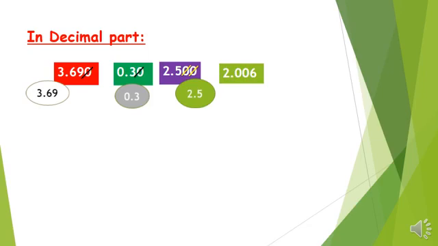Now the number 2.006, the decimal part does not end with a 0. It ends with the number 6, so we cannot cross out any 0.